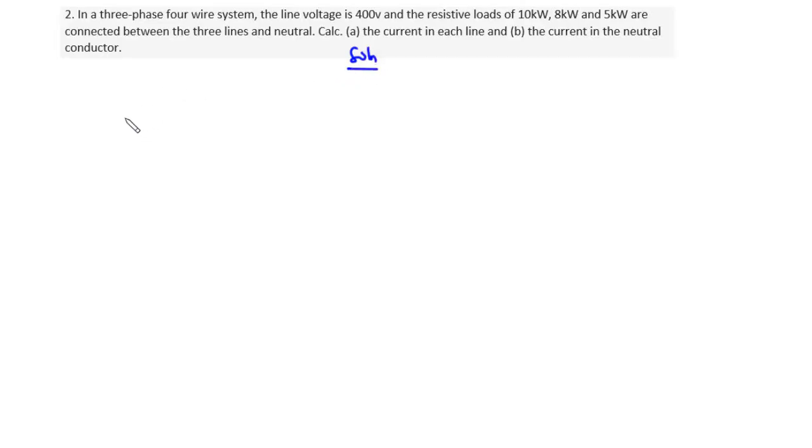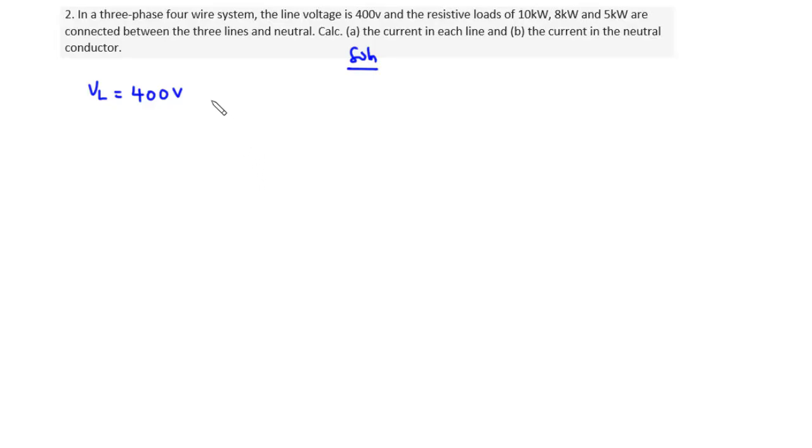So according to this question, we have the line voltage, that is VL, to be 400 volts, and then we are given the resistive loads of power, that is 10 kilowatts, 8 kilowatts, and then 5 kilowatts. So basically these are the power associated with the resistive loads per phase.